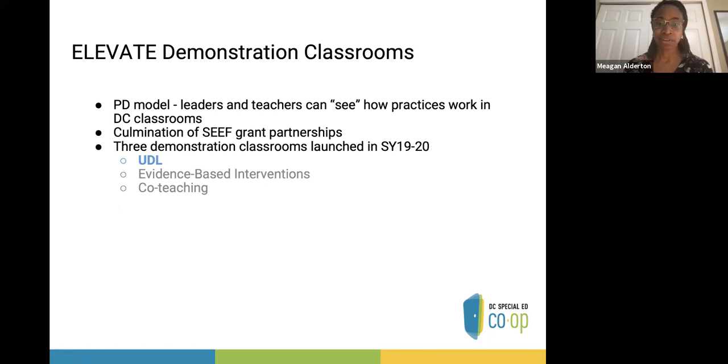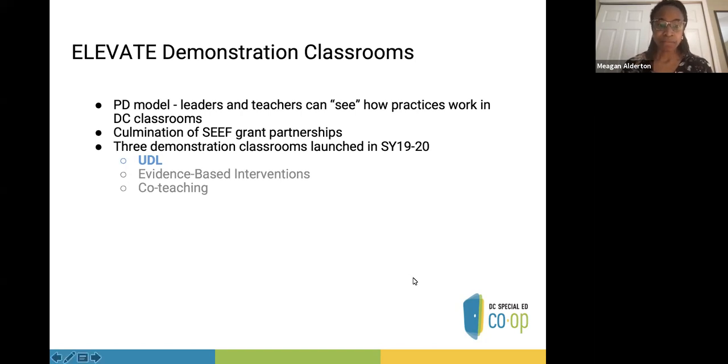So what is a demonstration classroom? It's essentially a professional development model. What we really wanted leaders and teachers to be able to see is how practices work in the classroom. Universal Design for Learning is one example where we hear about the principles, we know that there's a framework, but what does it actually look like in action? We wanted to create spaces where school leaders and school people can come and see what it would actually look like if a particular strategy was implemented in a classroom.